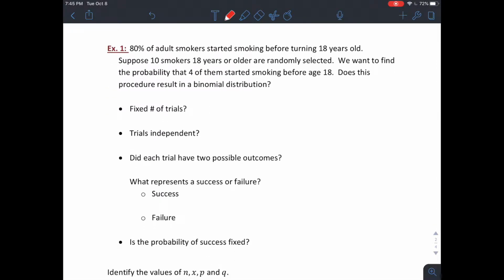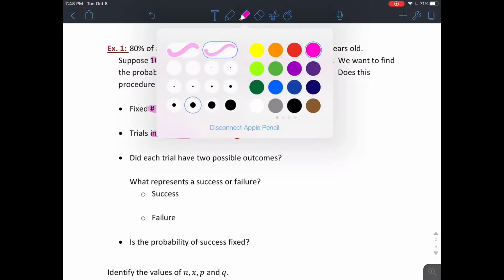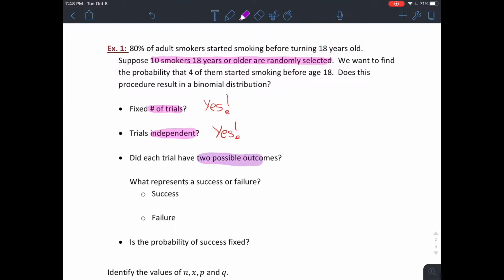So our situation, if you read through, is we're basically looking for the probability that if we pick 10 smokers, at least 4 of them started smoking before age 18. So check to see if it meets your requirements first. There is a fixed number of trials because we're selecting 10 smokers. These should be independent because we're taking just 10 people out of all smokers. That's a small enough proportion of our population that we can treat it as independent. If we look, the only two options are people smoked before age 18 or they didn't. So there are only 2 possible outcomes.